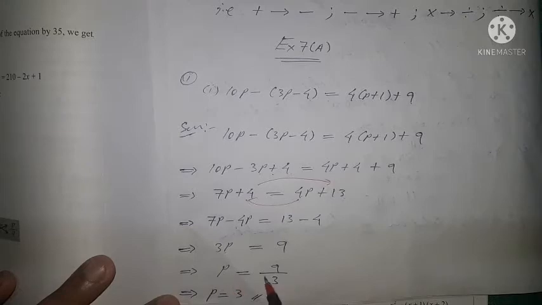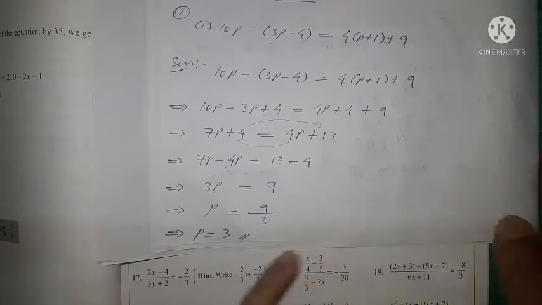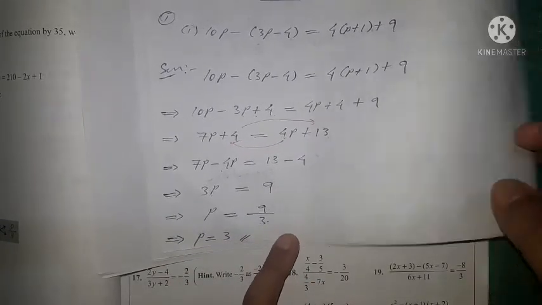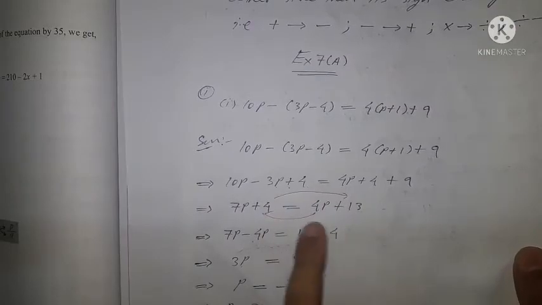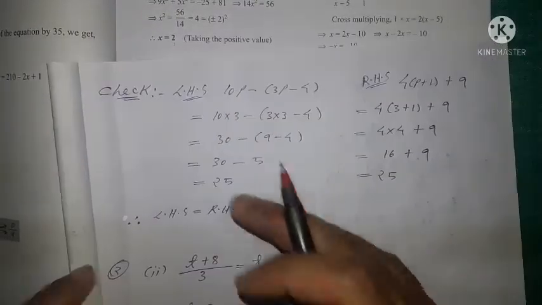So the value of p is equal to 9 divided by 3. Therefore p is equal to 3. So this is the value of p equals 3. Here we applied the rule of transposition. Now let us check.